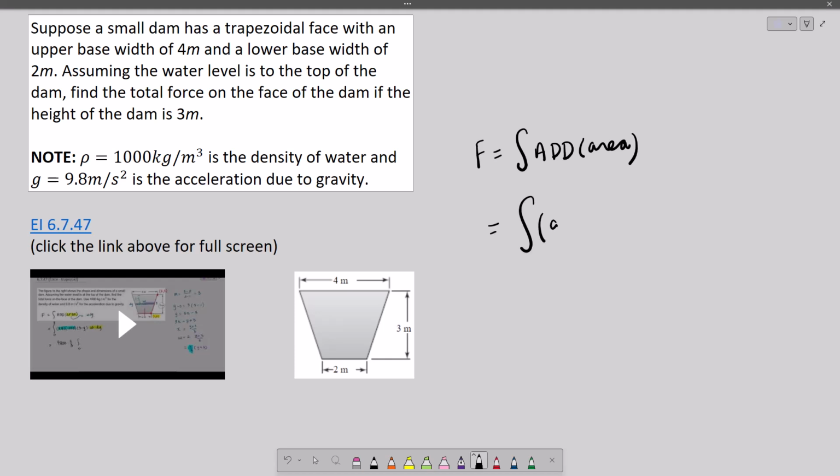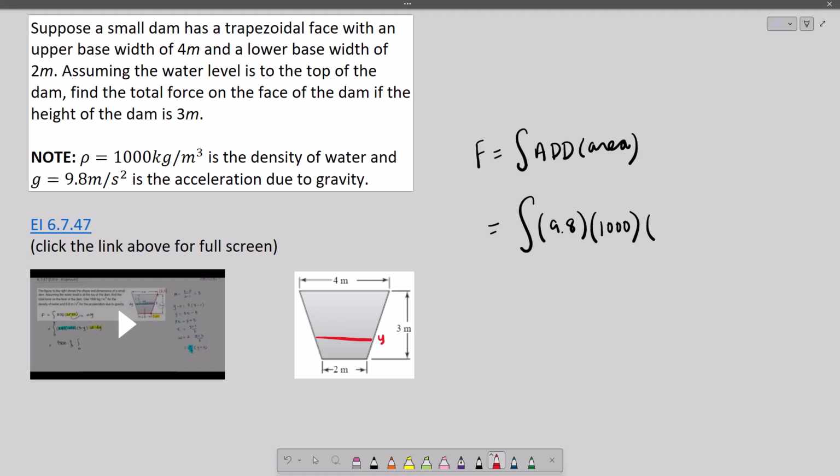So we have 9.8. And the more you do it, the more you start thinking about the units, and it all starts to make sense. If you look carefully at the ADD, you get units of pressure, which is force per area. The areas cancel, you get units of force. So the second D, we're looking at the depth of our representative strip at y. And that depth of that strip is?